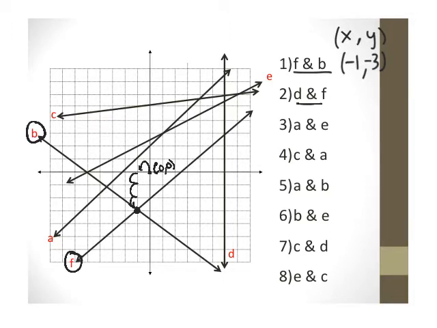Now let's try D and F. So D, okay, is going to be here, and F is that line that we had before. So we're going to just draw our pencil over the lines, find where they intersect, which is here, okay? So let's find the x and y coordinate.